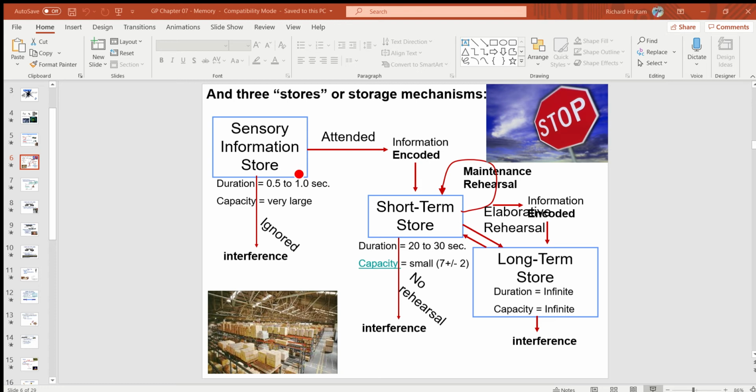The vast majority of the information that we receive is ignored. The random sounds, the random smells, the sights, if we don't pay any attention to them, if we ignore that information, then that information is lost due to the interference of new information coming in. So it's dumped because it's not needed, and it's replaced immediately, thus being interfered with by new information coming in.